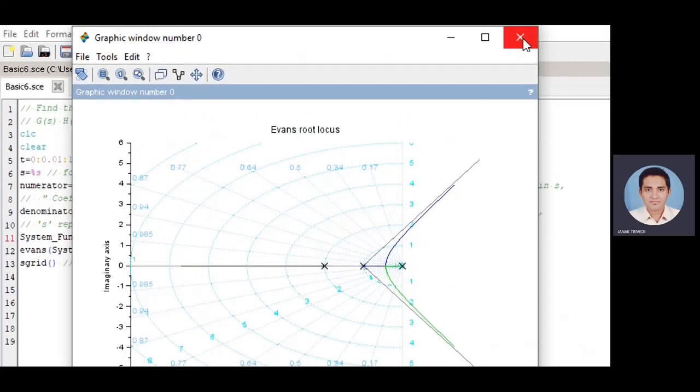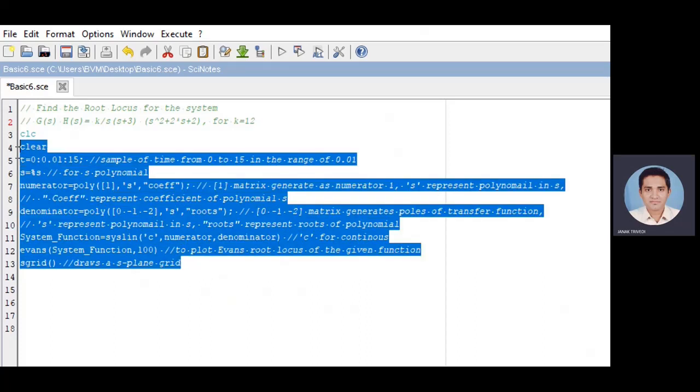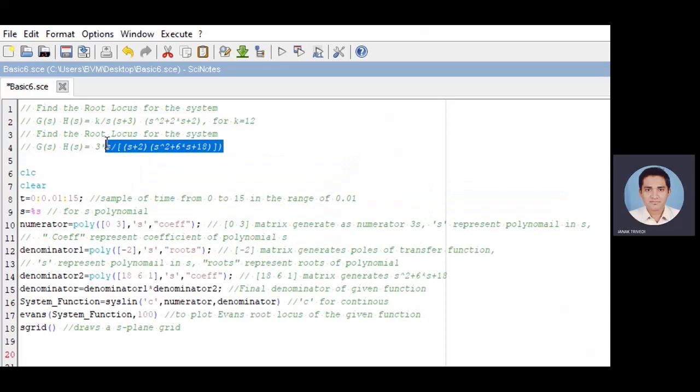Okay. Now we move to the third example. In the third example, we have to find the root locus for G(s)H(s) equal to k divided by s plus 3, and in the second bracket s square plus 2s plus 2, for k equal to 12. I think I have to use the first example, so just copy the first example. Okay, so this is done.